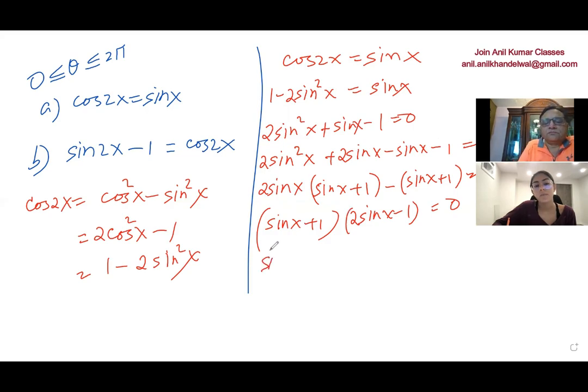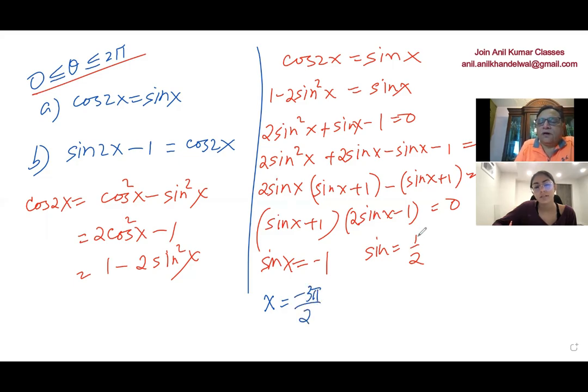So we know that one value of sine x will equal negative 1, and the second value will equal half. Now, based on our restriction within this interval, tell me the answers. We're doing a full circle, so for negative 1, x is 3 pi by 2. And for half, since we are doing a full circle, there will be two answers.